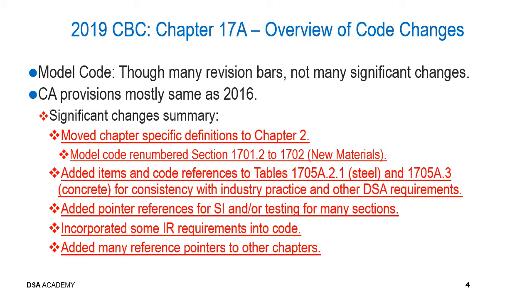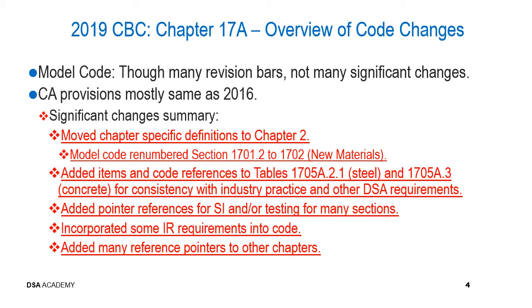Here's a list of the main significant changes for the 2019 as compared to the 2016. Anything that's new or revised in the 2019 CBC is going to be identified in red font, underlined, in this presentation, and then also have the red diamond cloverleaf bullet symbol. So for significant changes, a lot of the chapter-specific definitions have been moved to Chapter 2. The model code is also renumbered. Section 1701.2 is now 1702 for new materials.